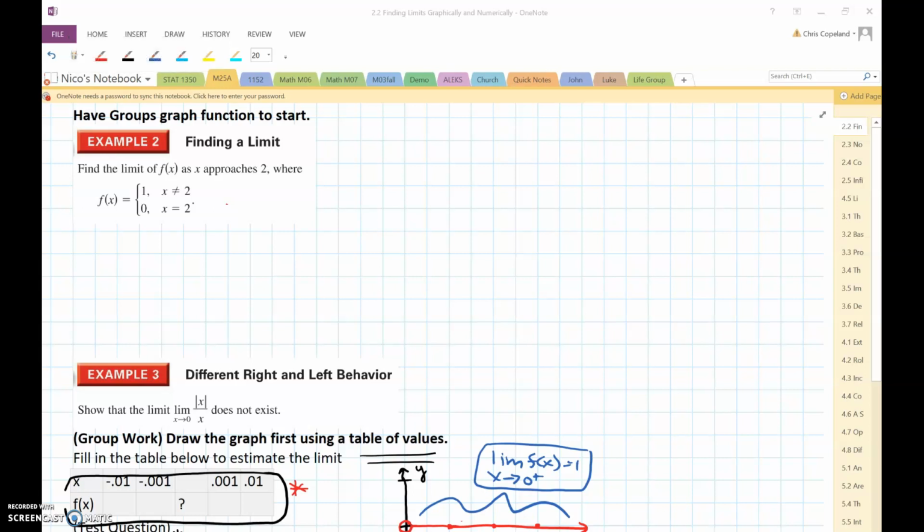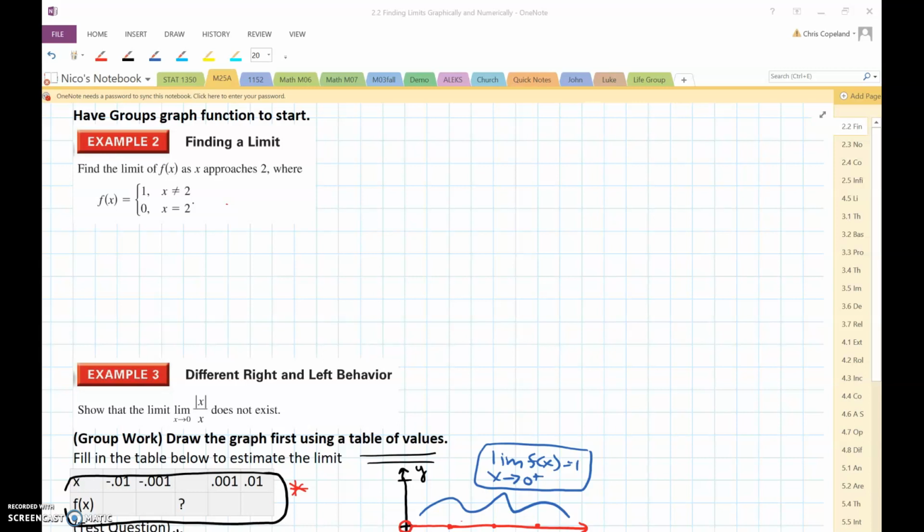Alright, let's take a look at example 2. Finding a limit. Find the limit of f of x as x approaches 2, where f of x is a piecewise function. So f of x equals 1 when x is not equal to 2, and f of x equals 0 when x is equal to 2.